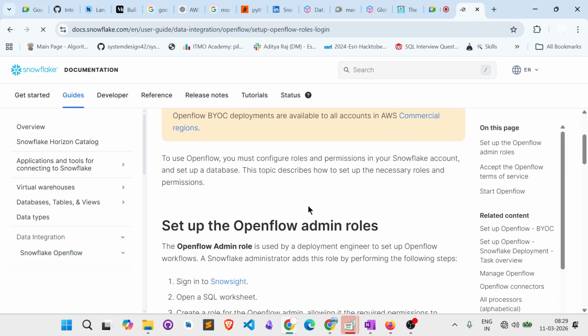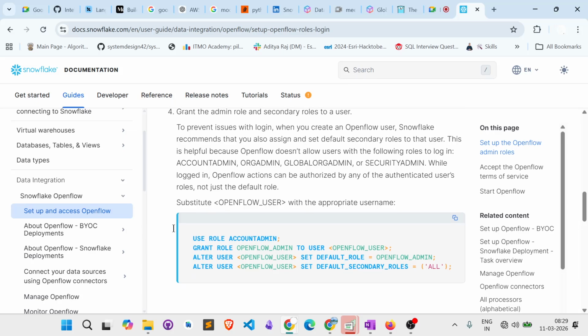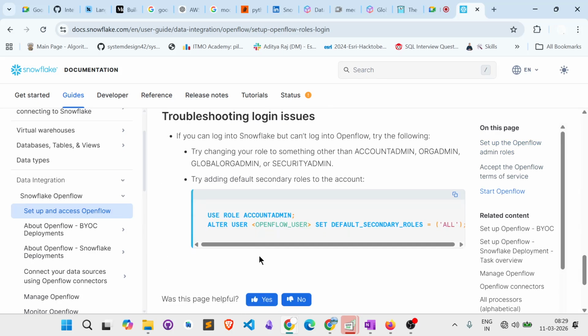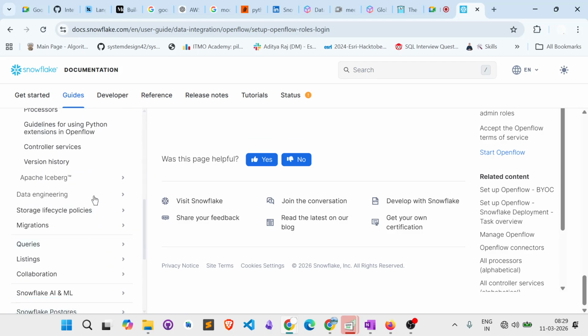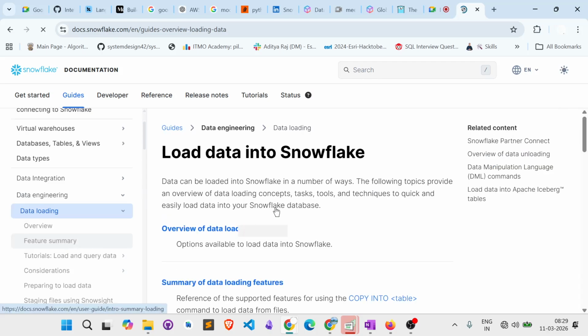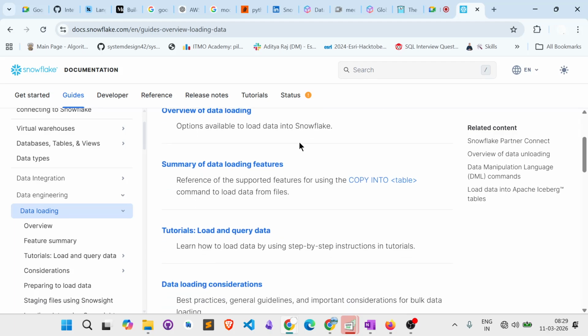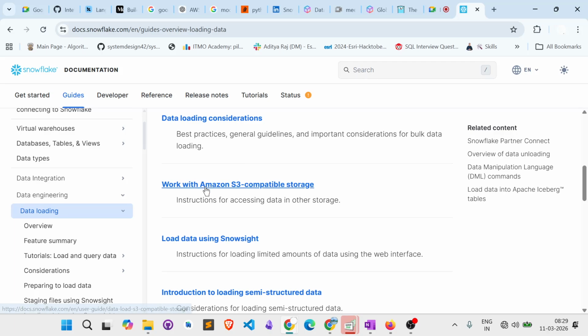Maybe if you want to do some kind of thing, you can easily refer to this website and see. Lots of things we will also cover in our sessions, like projects. So you don't need to worry about this right now. We'll see all the things, data loading and features, so how to load data into Snowflake. You can see here all the commands and how to work with S3 compatible storage.